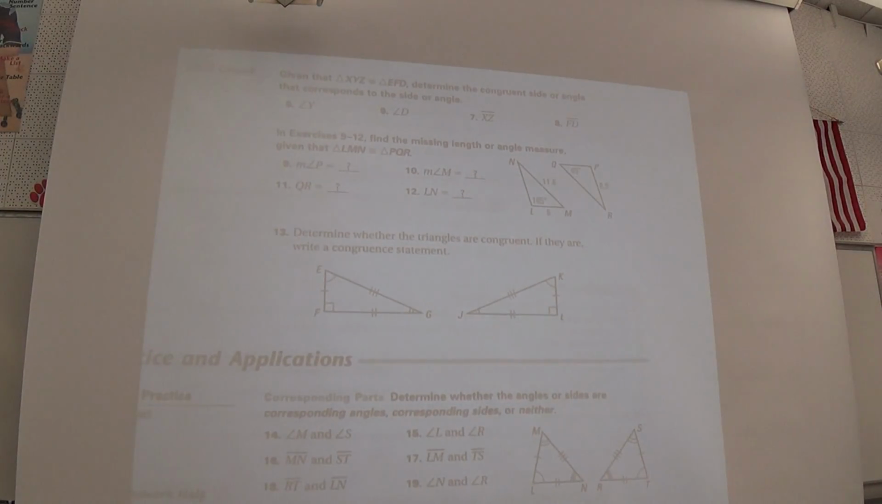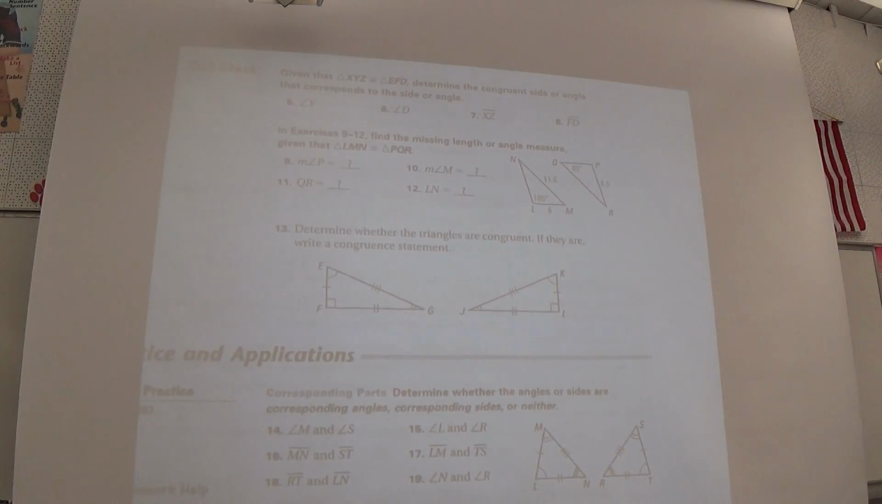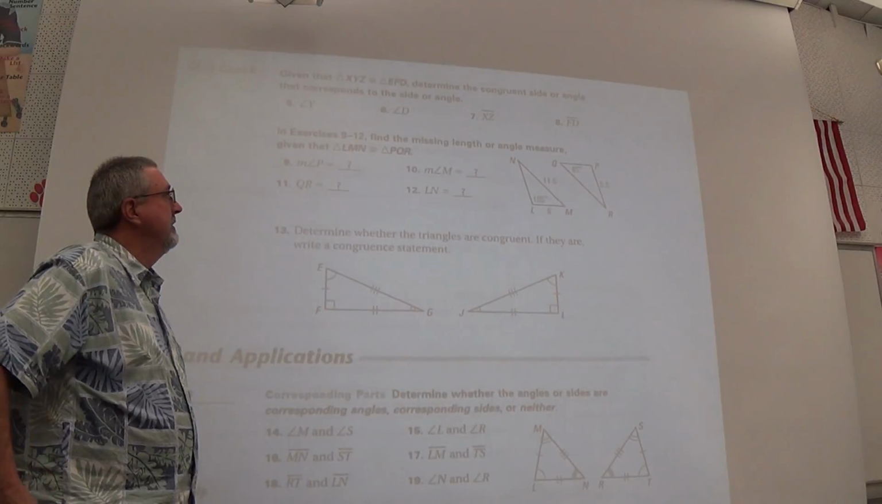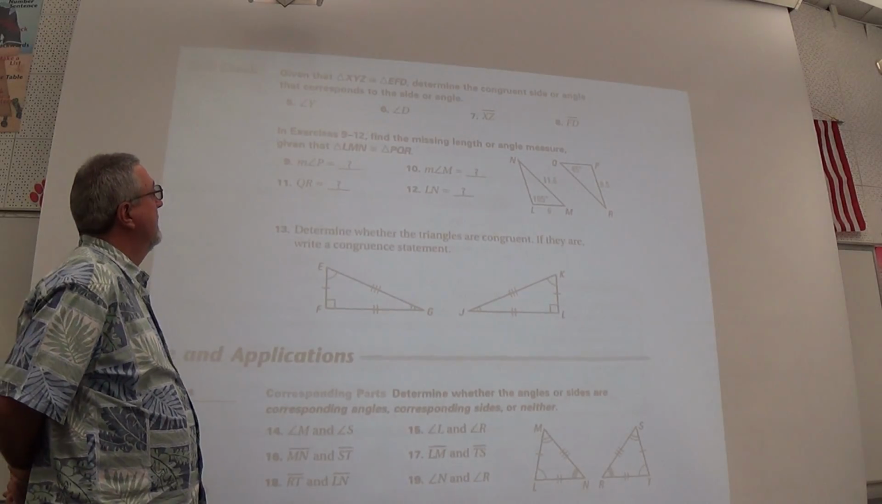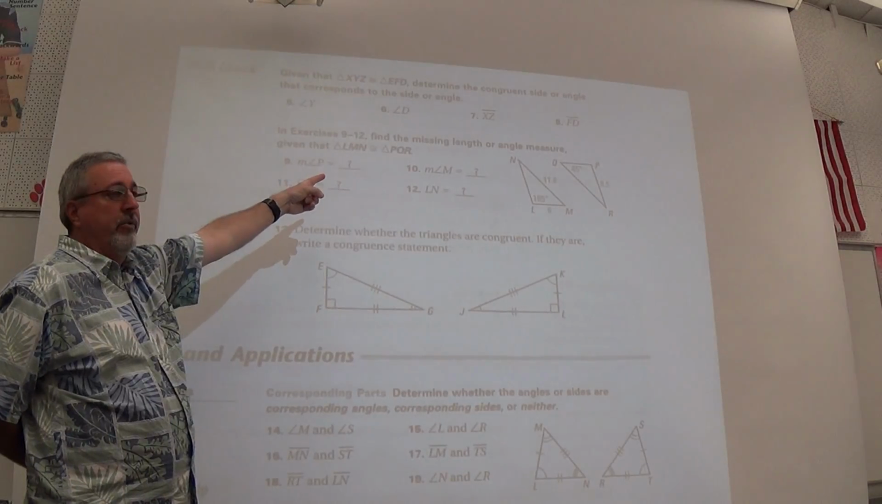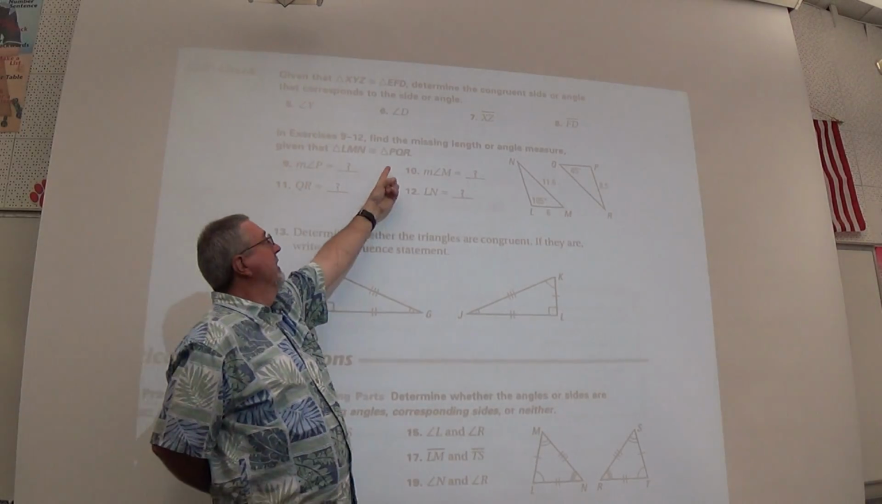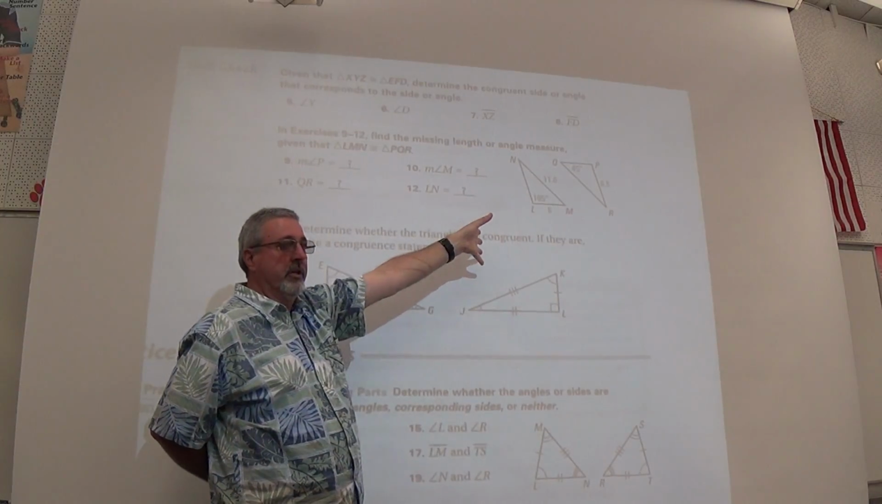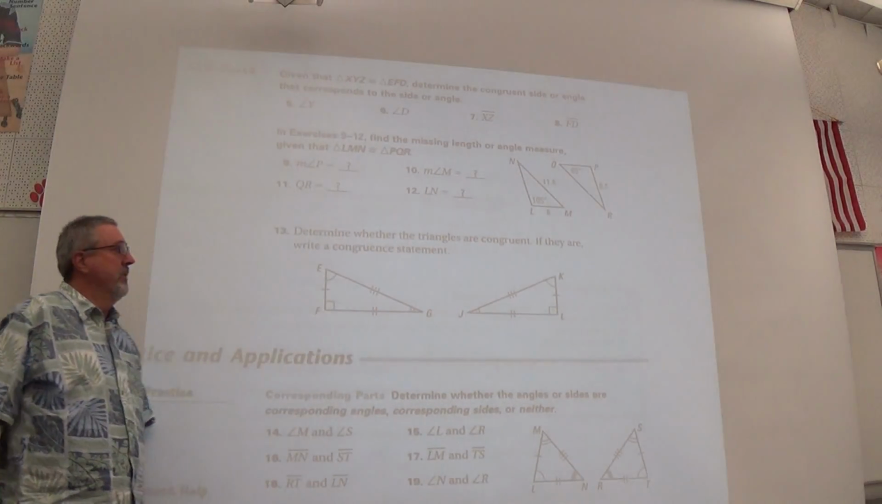But on that one, since it's flipped upside down, when it's NLM, would it be RPQ? Or does that not matter? No, LMN would match to PQR. So they're telling you here. Oh, okay. So that's turned. So you want to make sure and match up the right ones.